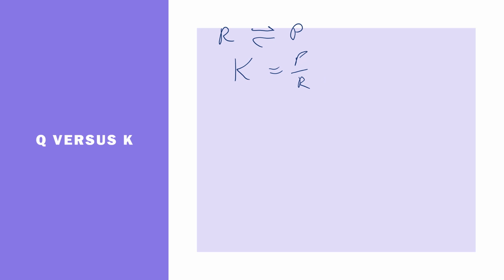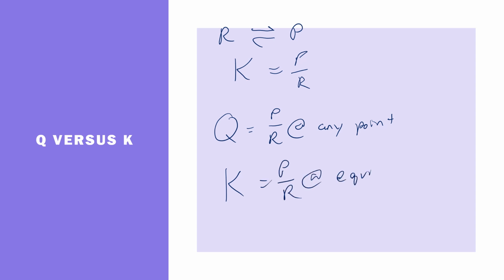Now, we have something called Q, which is the reaction quotient. So Q, the quotient there, is the ratio of products to reactants at any point. It could be at the very beginning of the reaction. It could be the middle of the reaction. It could be once the reaction has reached equilibrium. Any time you're measuring the products and reactants and plugging it in, it's called Q, the reaction quotient. But K is the ratio of products to reactants at equilibrium. So if Q is equal to K, we know that the reaction is at equilibrium. So just make sure that you're distinguishing between those.